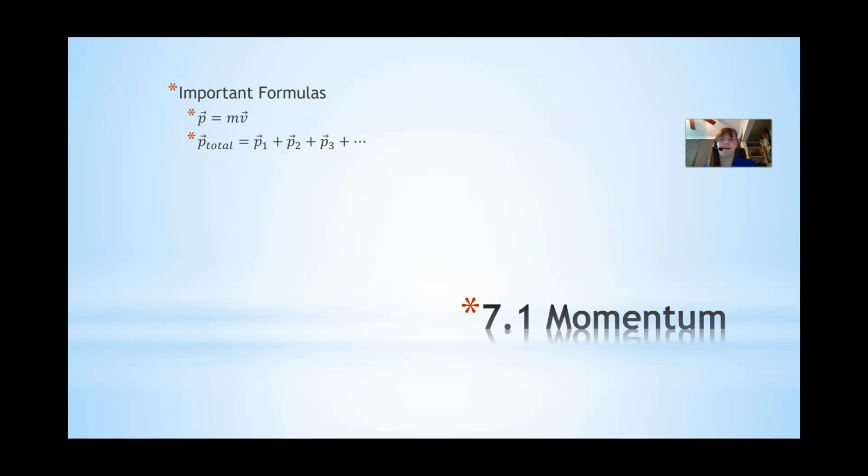We will talk about the fact that momentum is in the same direction as the velocity. Just like we've talked about before, when we find the total of something, we add them all together. So the total momentum will be the sum of all of the momentums, just like the total force or net force is the sum of all the forces. The total work is the sum of all the works. This concept is not going to change.